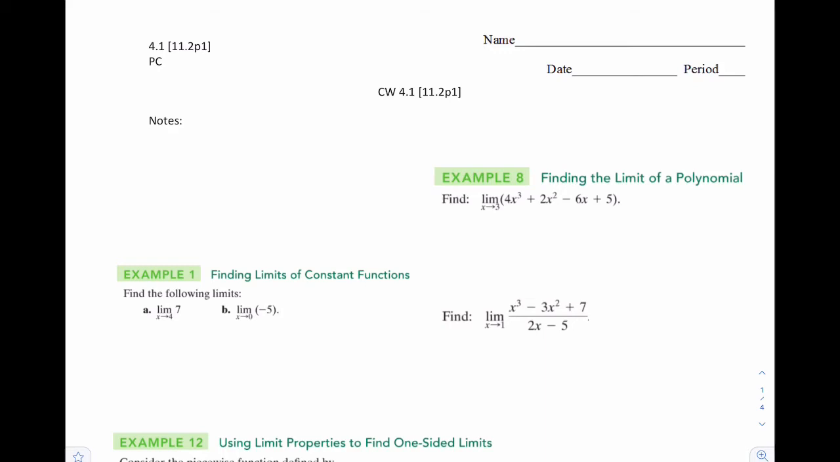Welcome to CW 4.1. Today we're going to be reviewing limits.